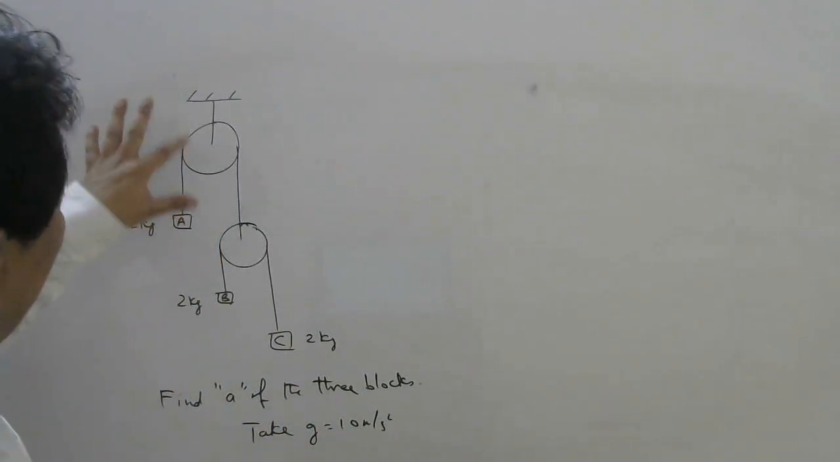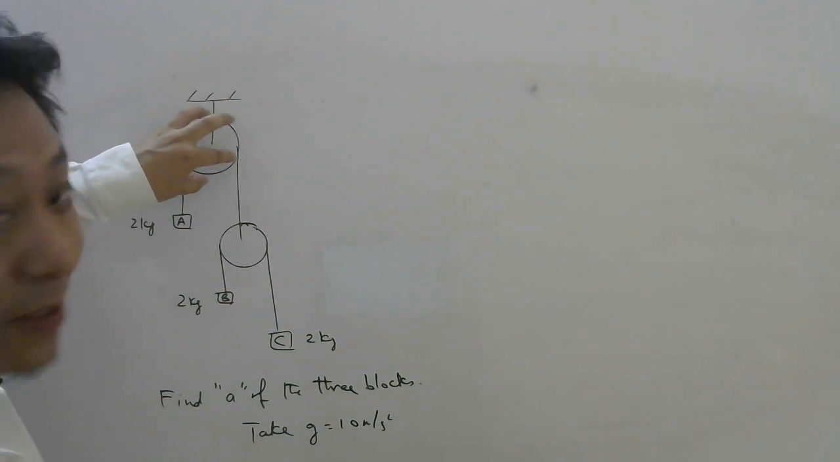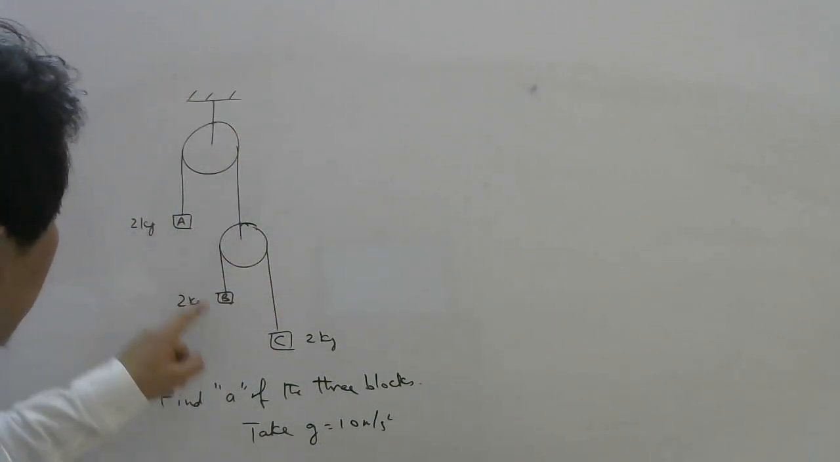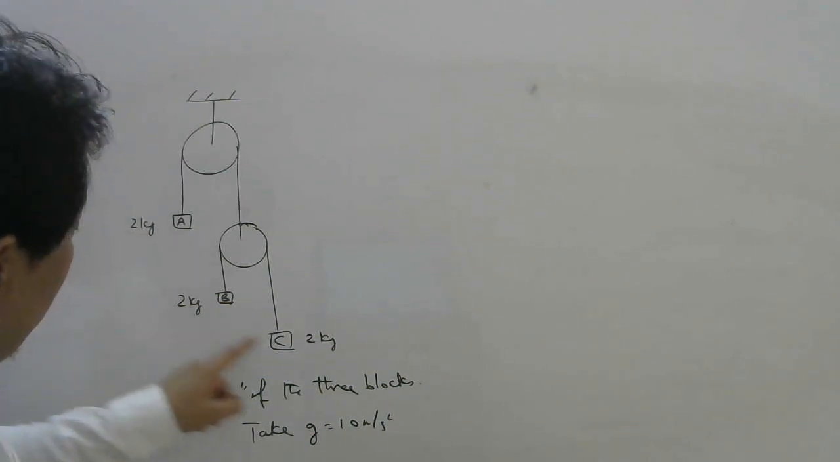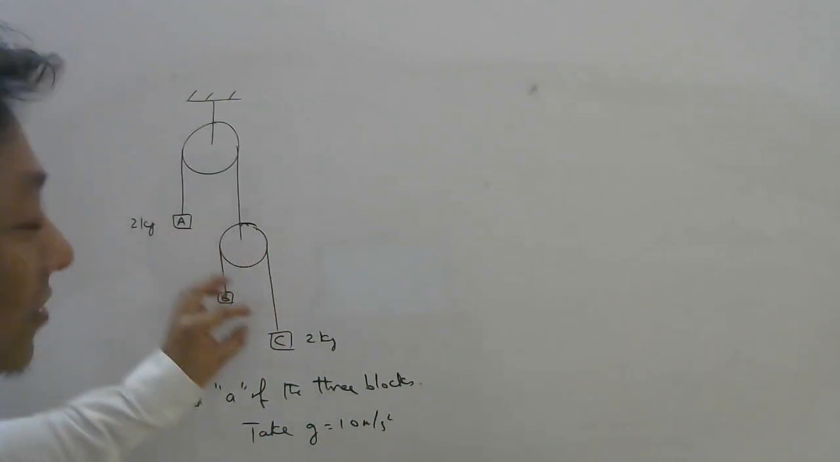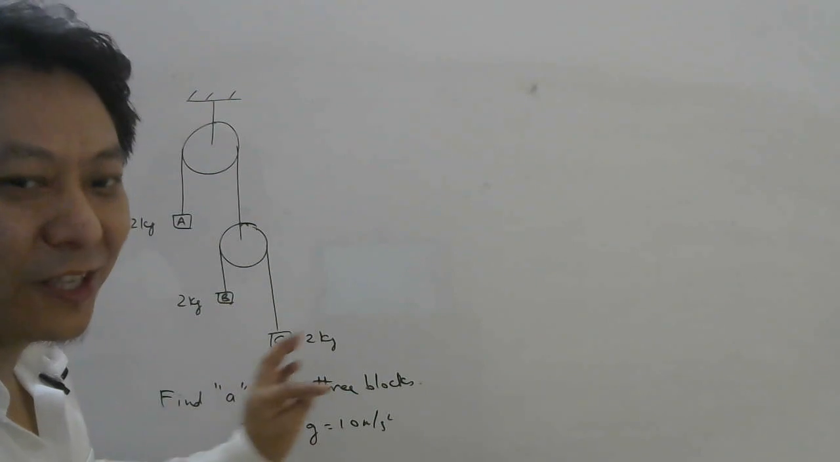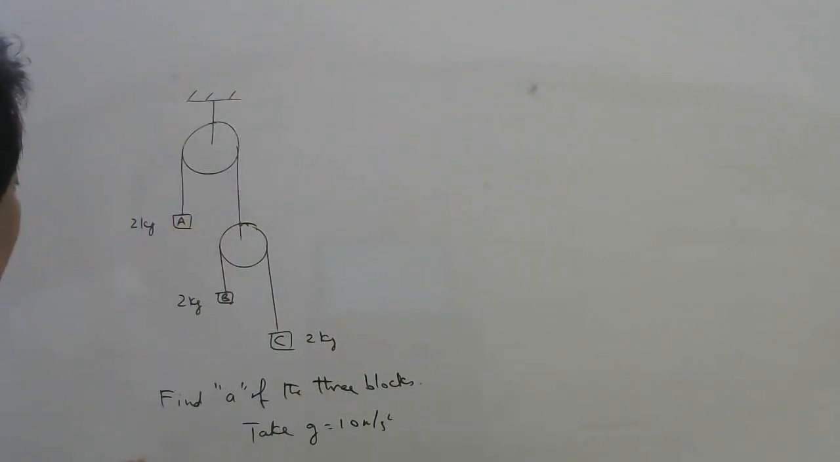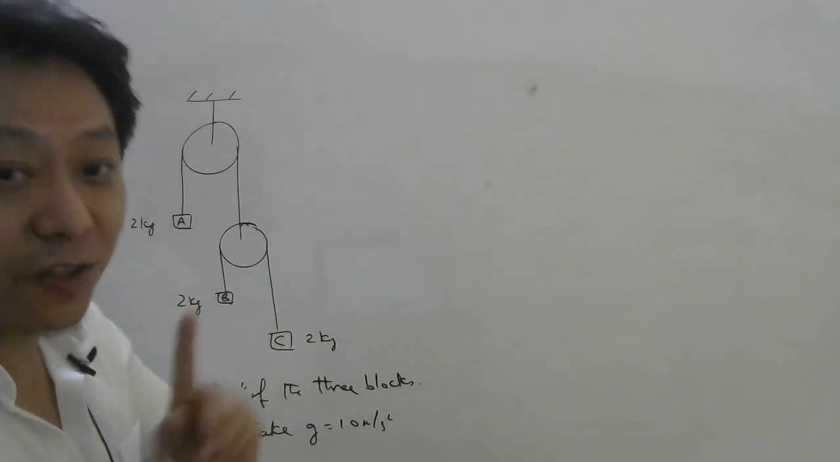Let us now try this question. So we have a system with two pulleys. You can see this pulley is fixed and this pulley is movable, and three blocks of equal masses, 2 kg, 2 kg, 2 kg, are attached to these strings. Now you can change one of the masses and see how the answer changes later. Okay, now we have to find the acceleration of the three blocks.